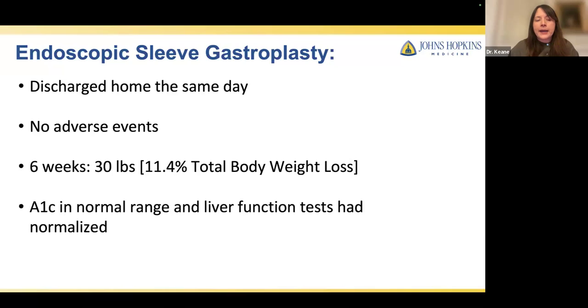And when I saw her back in clinic, she'd lost 30 pounds. She had 11% total body weight loss, and she was right on track for where we want her to be at that point. Importantly, her A1C had normalized and her liver function tests had been in the normal range for the first time in 2 years. She was ecstatic and her hepatologists were delighted.